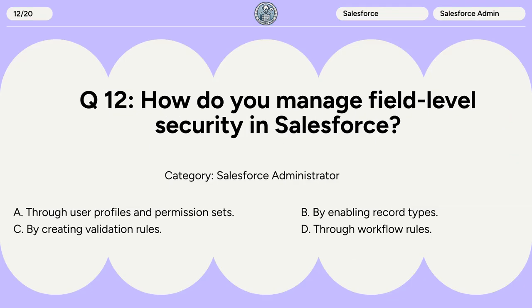Question 12. How do you manage field-level security in Salesforce? A. Through user profiles and permission sets. B. By enabling record types. C. By creating validation rules. D. Through workflow rules.